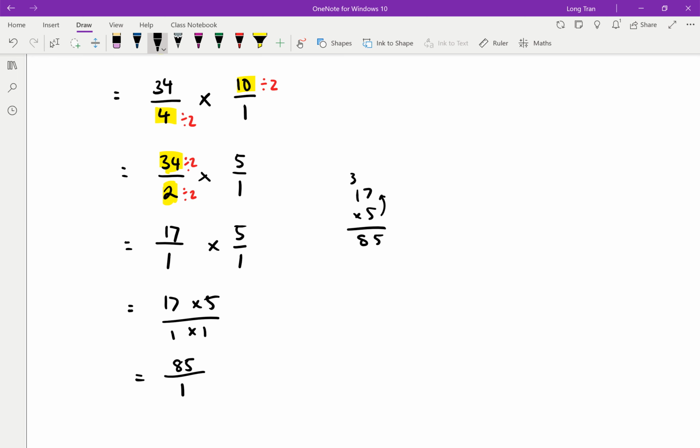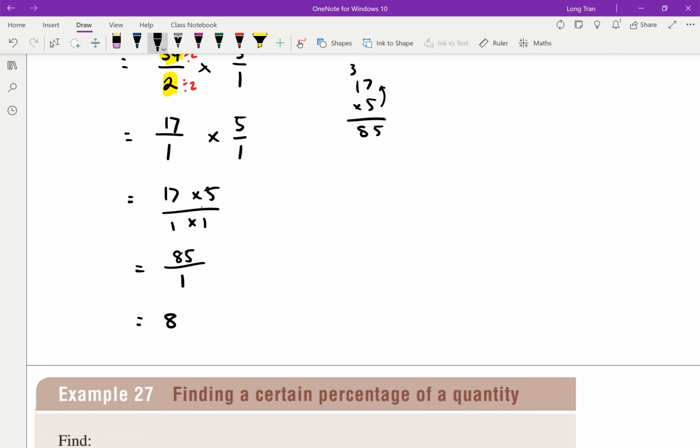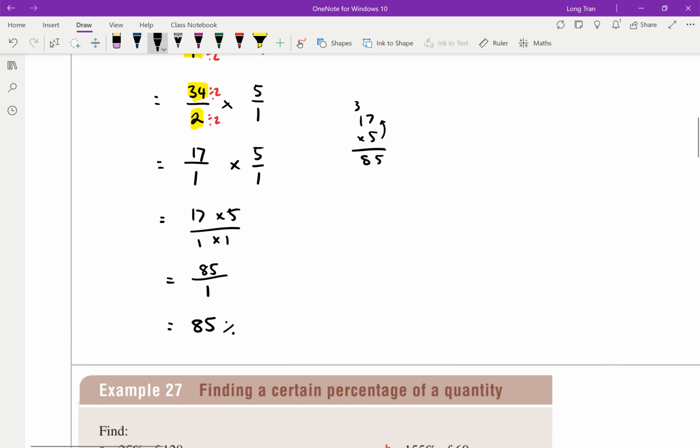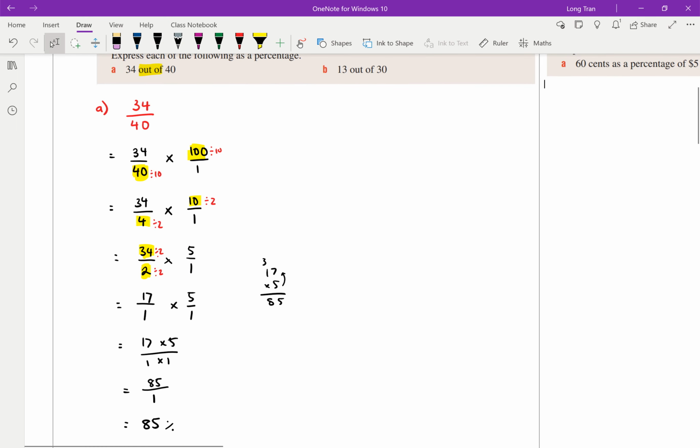So, what is your answer? Is it 85 over 1? 85%. Very good. Don't forget the percent symbol. So you were changing things to a percent. So what I've just done there, so you can see, is what is 34 out of 40 as a percentage? The first step was simply times by 100.